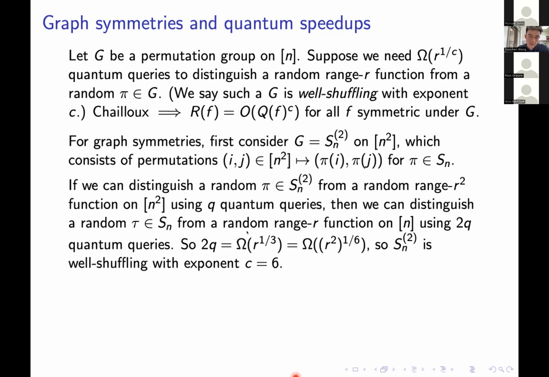Now for graph symmetries, let us first consider G as Sn bracket 2. Note that this is not the same as Sn2, which we had been talking about just a bit earlier. So Sn bracket 2 on bracket n squared is the set of permutations that map ij in bracket n squared, now this is a tuple and not a set, to the tuple pi i, comma pi j, for pi in Sn. Our argument goes as follows. If we can distinguish a random pi in Sn.